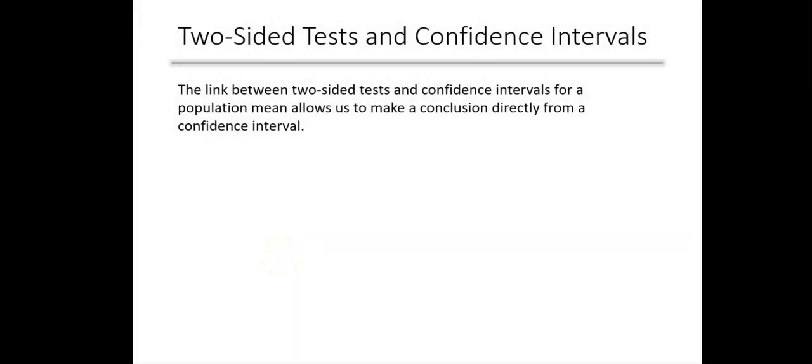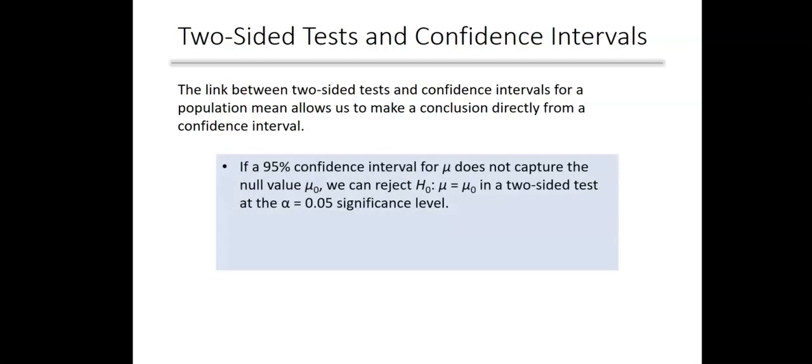Okay, so I just want to talk before we get into today's lesson 11.2. Make sure you know there's a connection between a two-sided test and a confidence interval. So this is the connection. If you have a 95% confidence interval, that's the same thing as doing a test at the 5% alpha level.